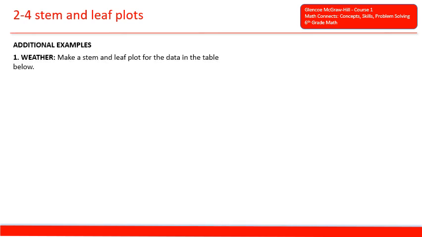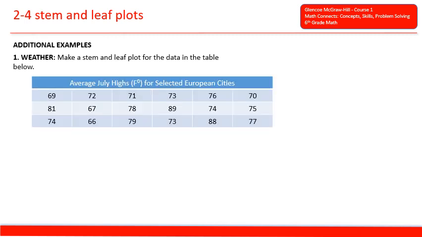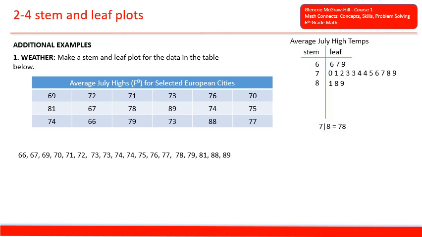Additional examples. Make a stem and leaf plot for the data in the table below. So here's our data. I'm not going to spend a lot of time making sure we know that each piece went in. Just remember that we had to organize it least to greatest so that we would get it in order. And then we entered it into our table, and then we set a key: 7|8 equals 78. And that lets people know that the stem is the tens place and the leaf is the ones place.